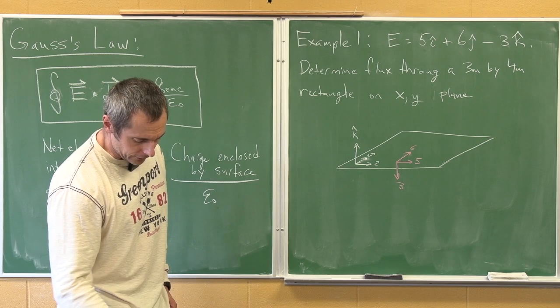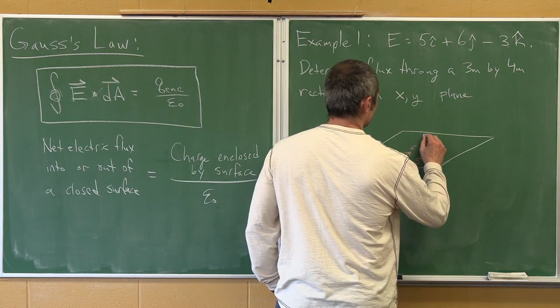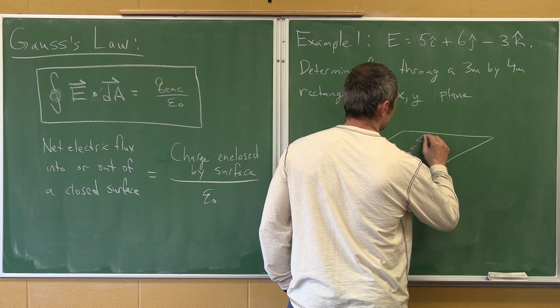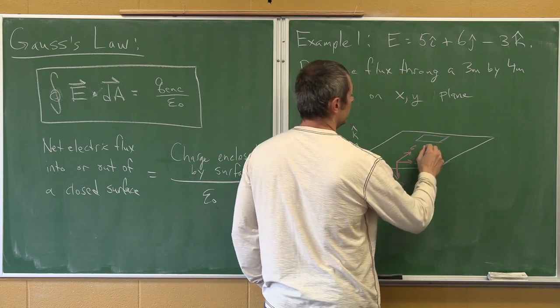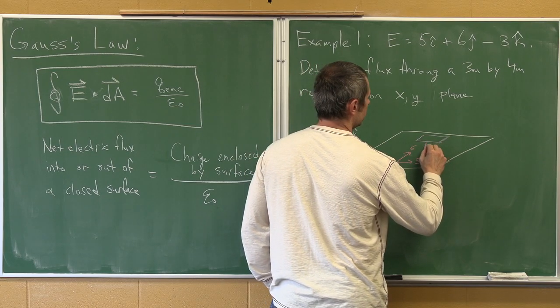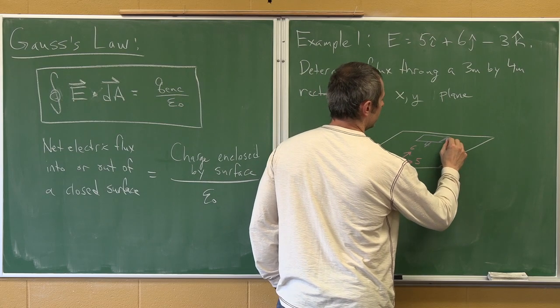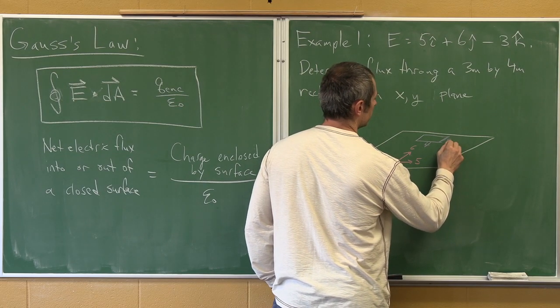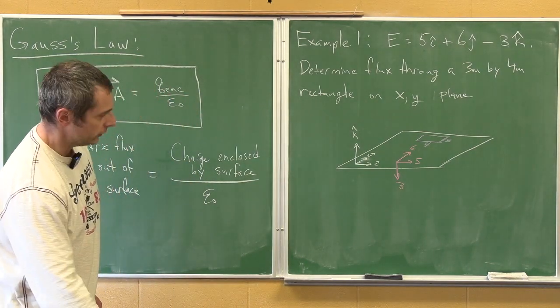And then my surface is 3 by 4 meters. It doesn't really matter which way it's oriented as long as it's along the plane here. So maybe this is 4 meters, and then 3 meters over here. Okay, so there's my surface.